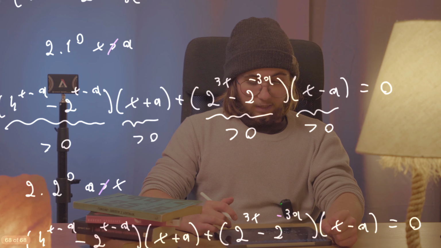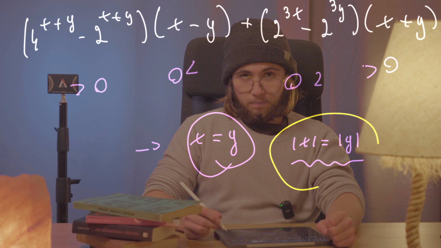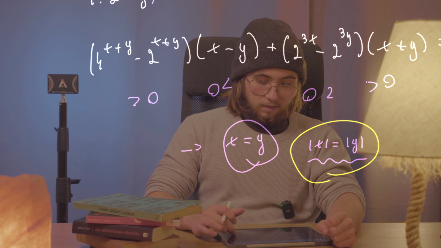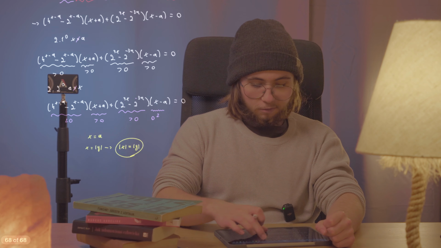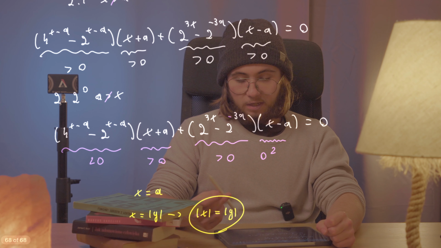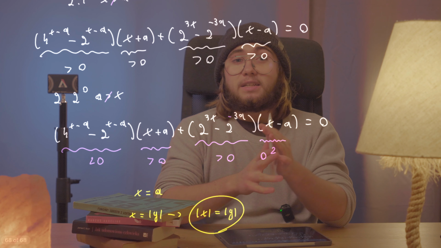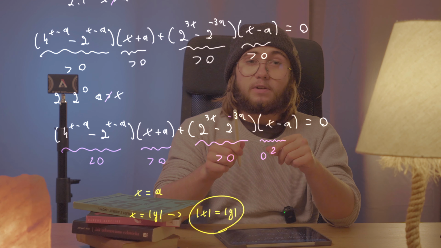And we did it in both cases right there. And so we see that after all of this tedious problem solving and all of this tedious writing stuff out, we got the desired result, and we get that the absolute value of x is equal to the absolute value of y.